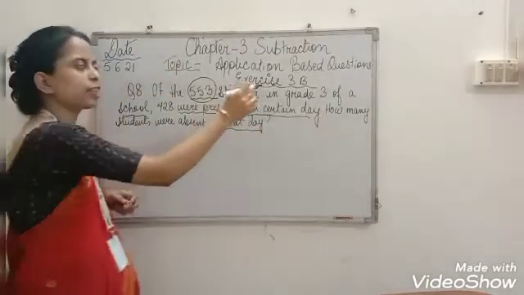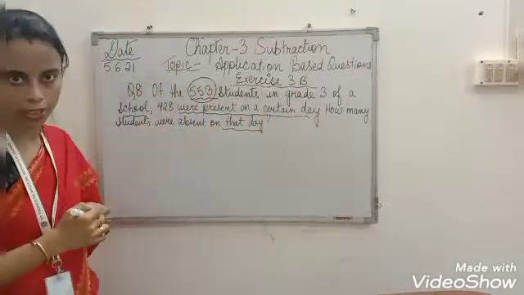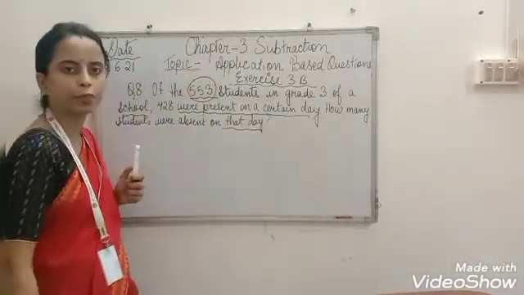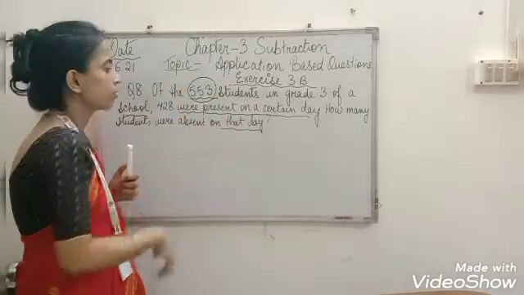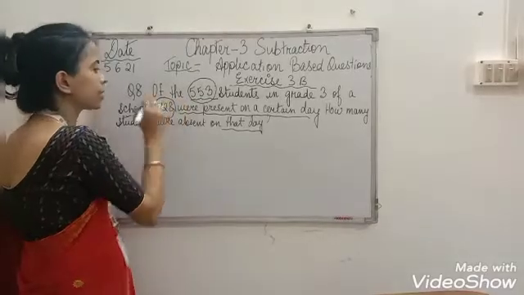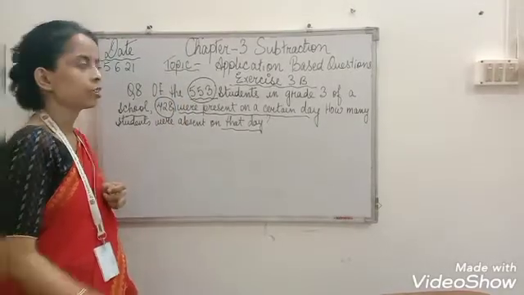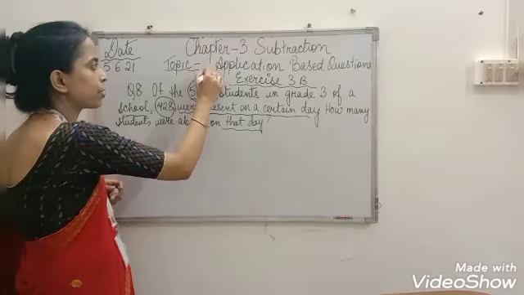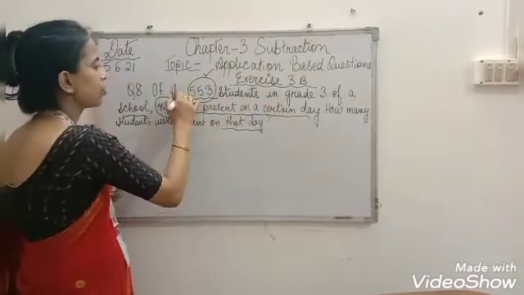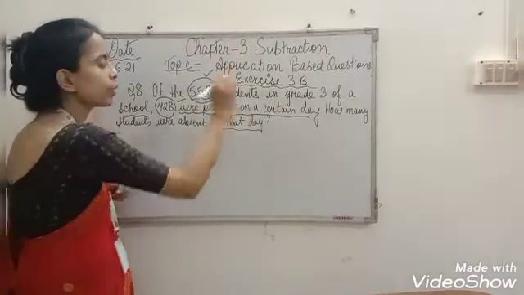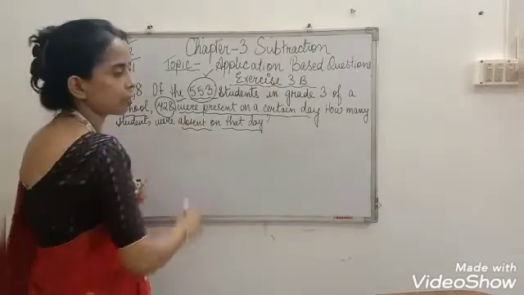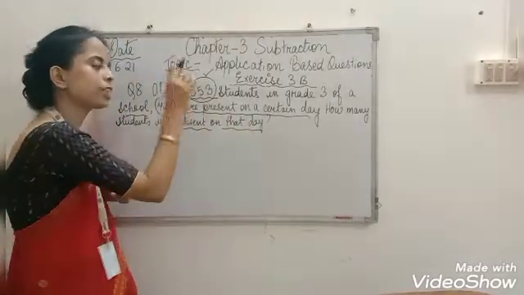So total number of students in grade 3, 553. On a particular day, how many students were present? 428 students were present. Total number of students in grade 3, 553. On a particular day, 428 were present. Now what is the question asking? How many students were absent on that day?